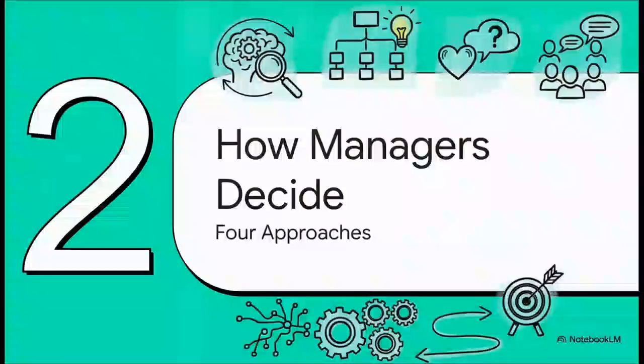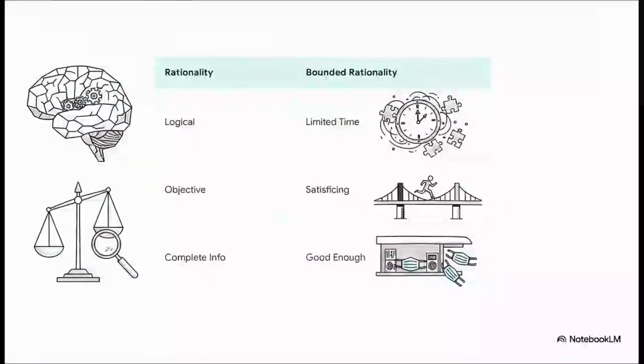All right, moving on to section 2, 4 ways managers decide. Let's peek under the hood and look at the actual mental engines driving these choices. Pure rationality sounds great on paper, right? Perfectly logical, entirely objective, having all the information. But let's be real, managers almost never have perfect data. So the crucial reality is that they rely on what we call bounded rationality. They satisfice. Basically, they pick a solution that's good enough given the ticking clock.